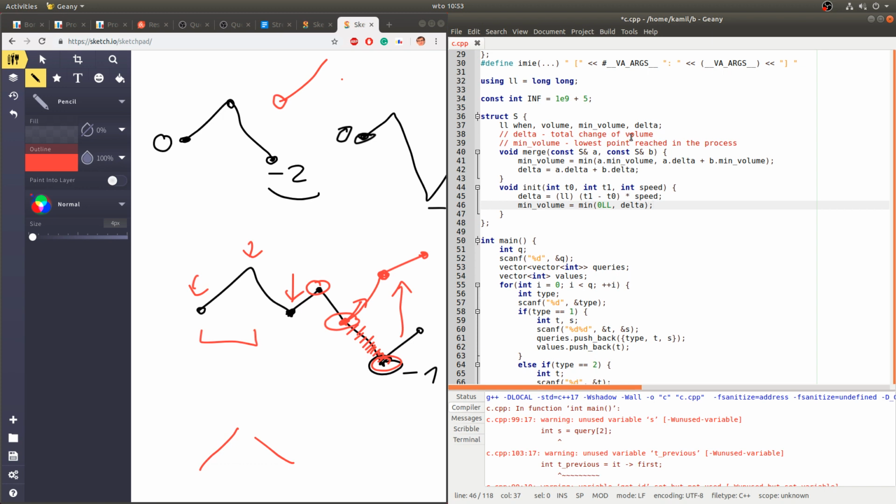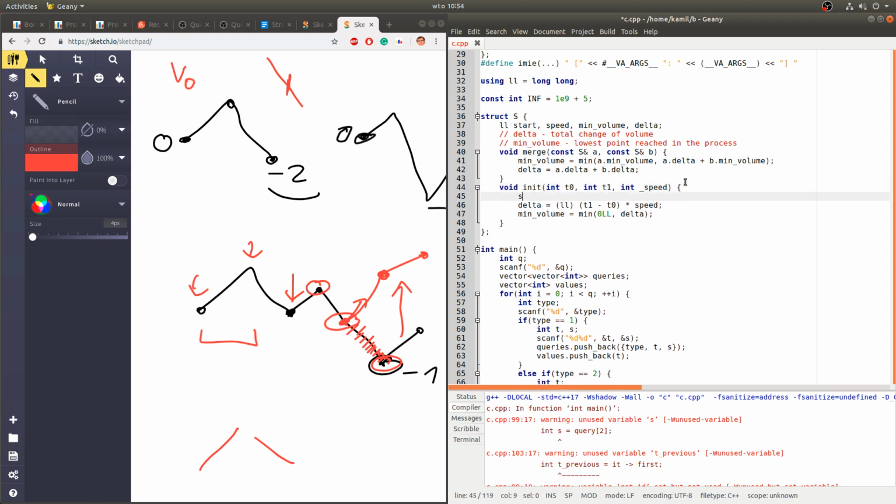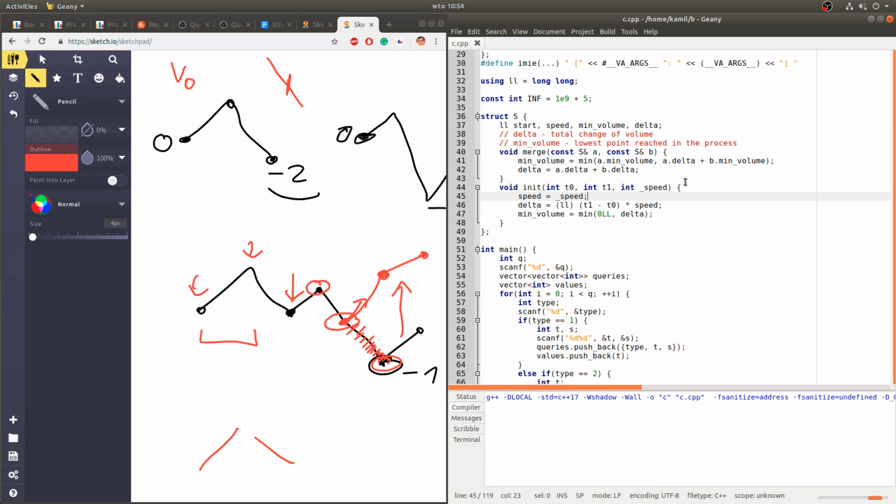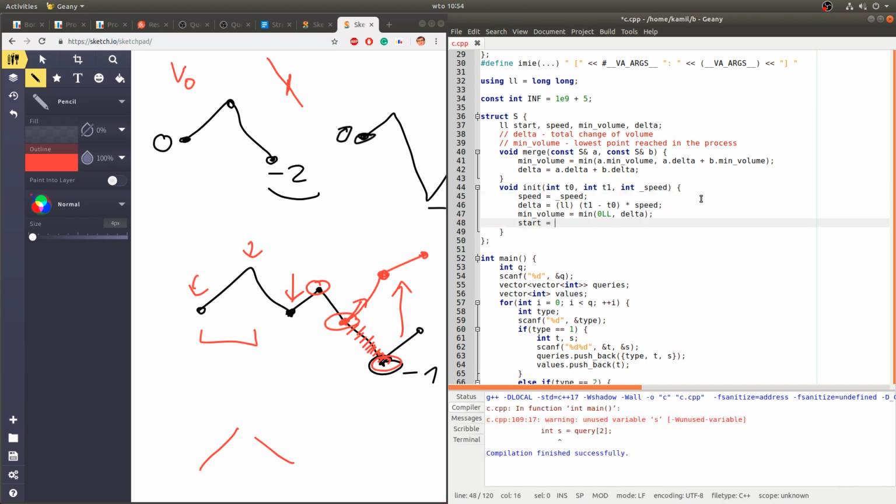What else do I need? I need something for a leaf. So if we are in a leaf that looks like that, and maybe not like that, maybe the decreasing one, we start with some initial volume v0. We need to know when exactly we will reach the volume of 0. For that we need, I guess, starting time, and volume, maybe speed is better. Here I will give speed is speed, and start is t0. I don't need to store end, I think.